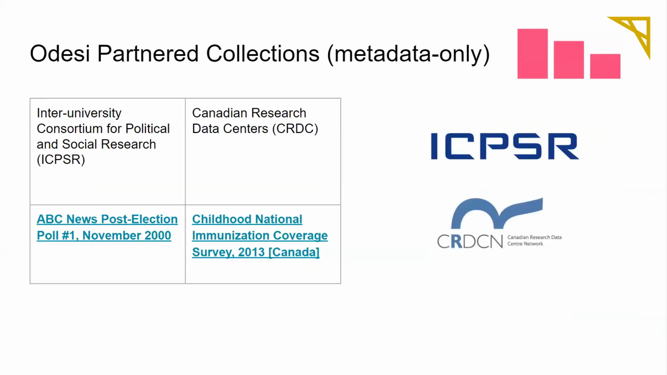And we have other partnered collections, including metadata coming from the Inter-University Consortium for Political and Social Research, ICPSR, in the United States, as well as metadata for master file data sets that are housed in Canadian research data centers. These are the restricted access master files.